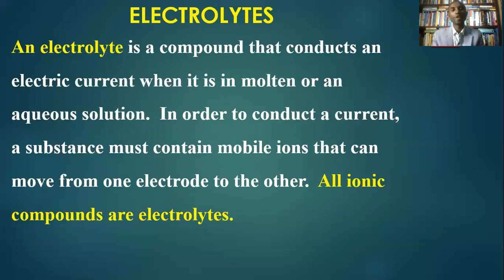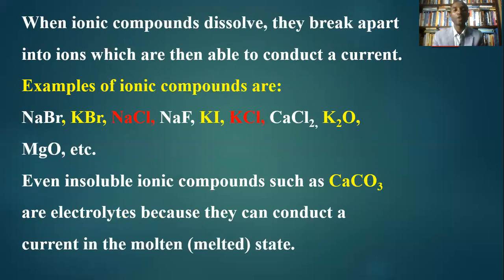What are they? All ionic compounds are electrolytes. You will still remember when you did electrovalent or ionic compounds, covalent compounds, and metallic compounds, all of that we did. Those ionic compounds are electrolytes because they can ionize into the solution. When ionic compounds dissolve, they break apart into ions, which are then able to conduct electric current.